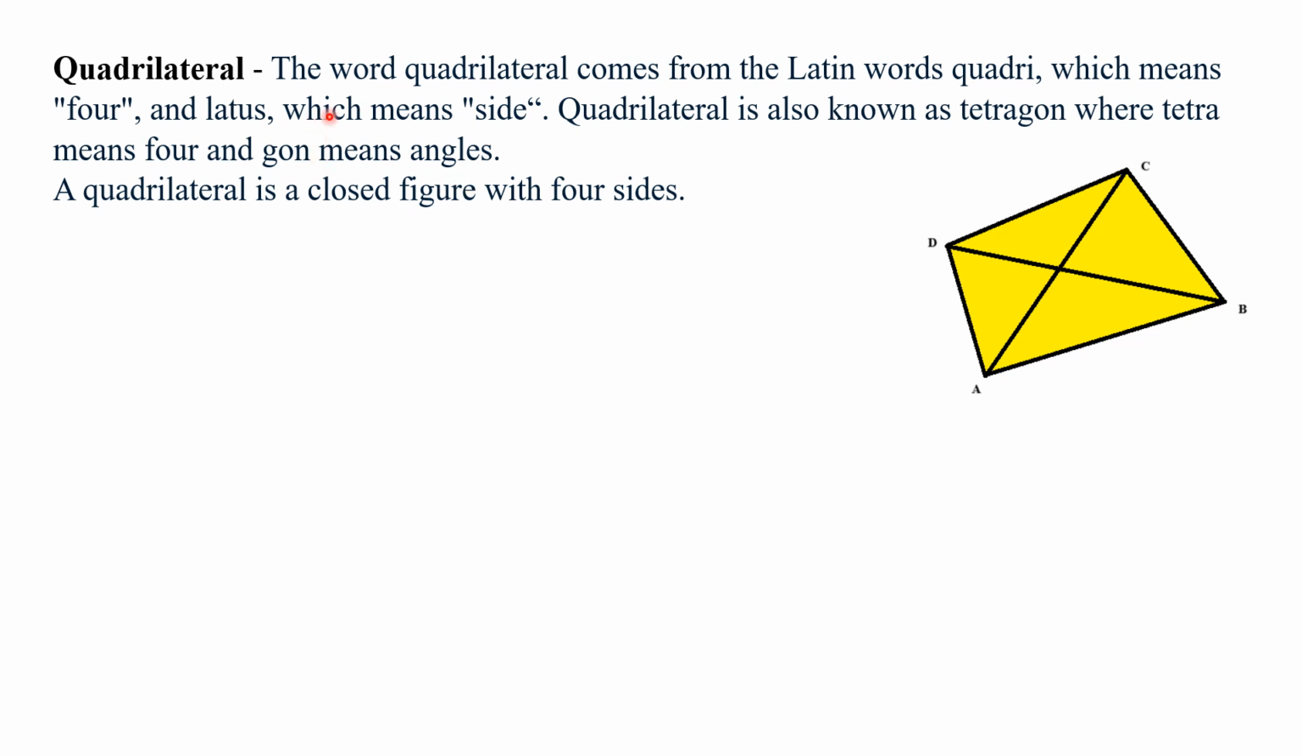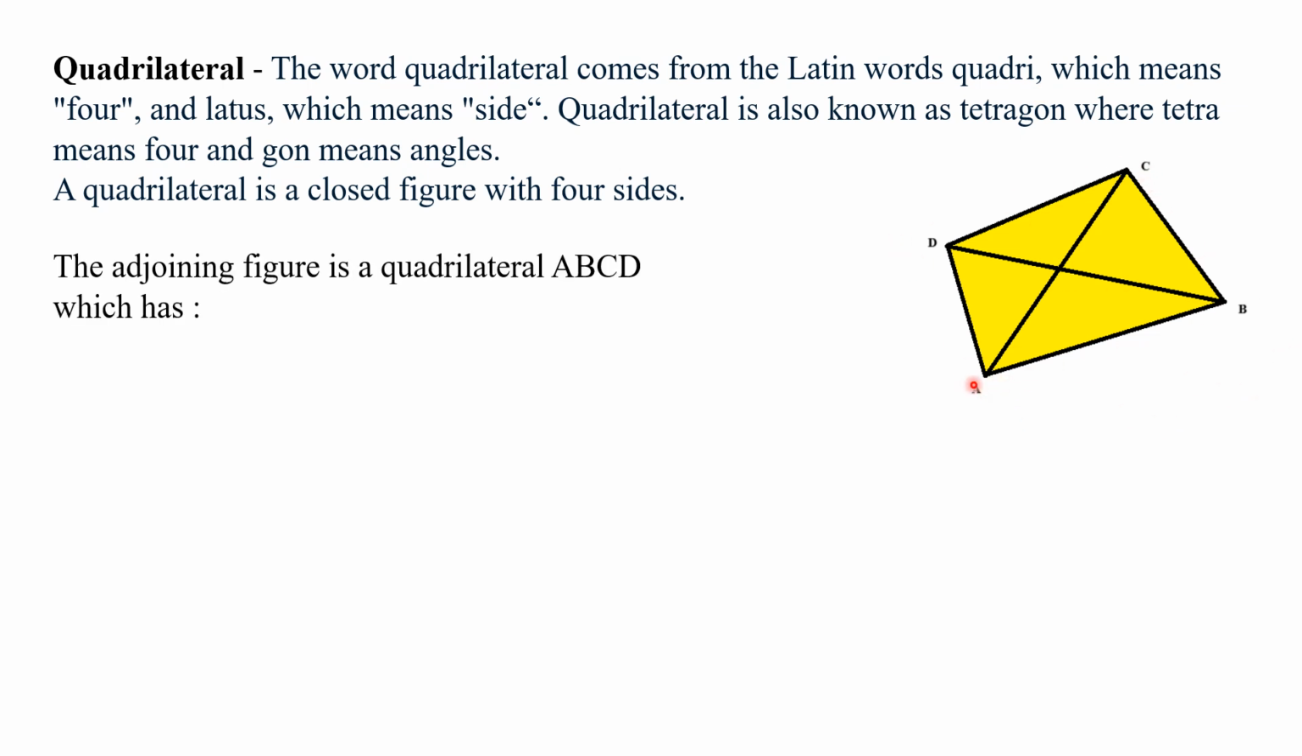Now next we will see what a quadrilateral is. So the word quadrilateral comes from the Latin words quadri and latus. Now quadri means 4 and latus means side. Quadrilateral is also known as tetragon, where tetra means 4 and gon means angles. Okay, so a quadrilateral is basically a closed figure which is made up of 4 sides. So if you see here, it has got 4 sides: AB, BC, CD and DA. Okay, so these are the 4 sides.